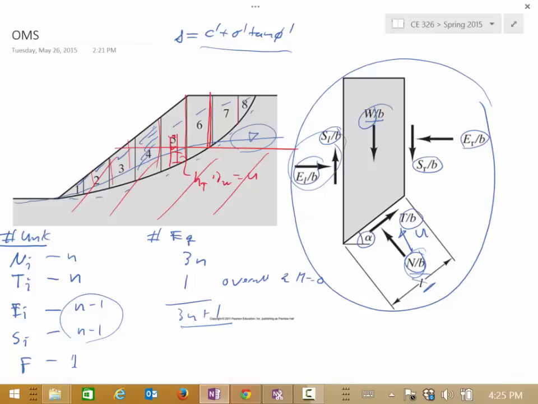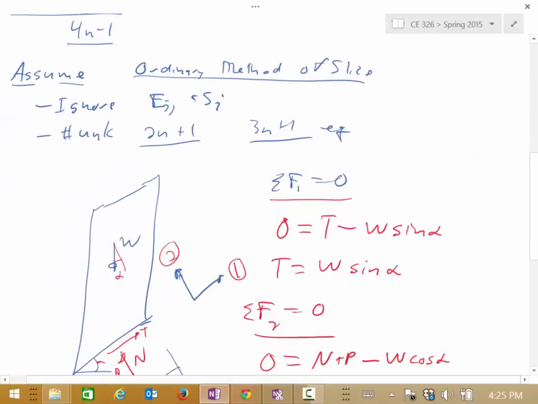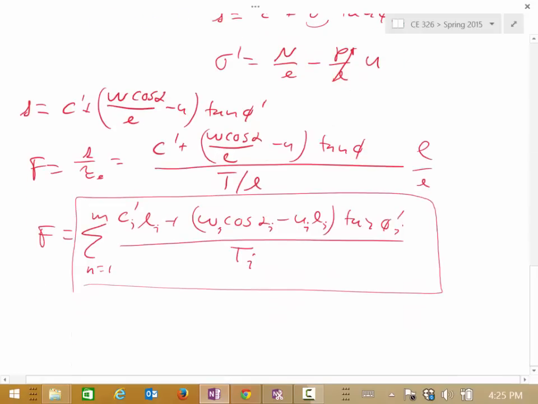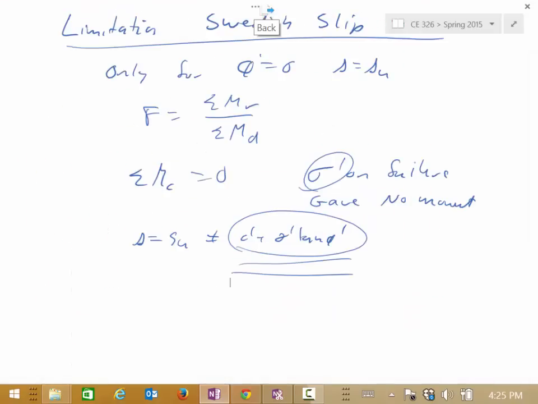So it's the same process that you're doing right now for your Swedish slip circle, except you're going to take different parameters off. For every slice, you're going to assume the base of the slice is just a line, and you're going to have to calculate alpha. You can either slap your protractor down there, or you can draw it in AutoCAD and pull the slope off of AutoCAD. Either way, that's fine. And then you're just going to tally for each slice.